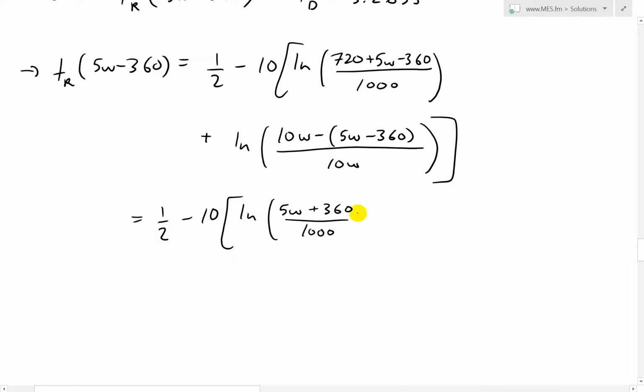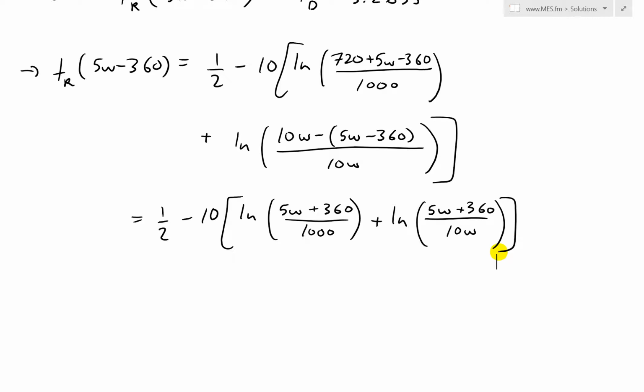Okay, so now we have this. And then we add this one here, so 10W minus 5W, that is just 5W. Write a bigger bracket. And then we have the subtraction of negative 360, that just becomes positive 360, and then this 10W is like that.